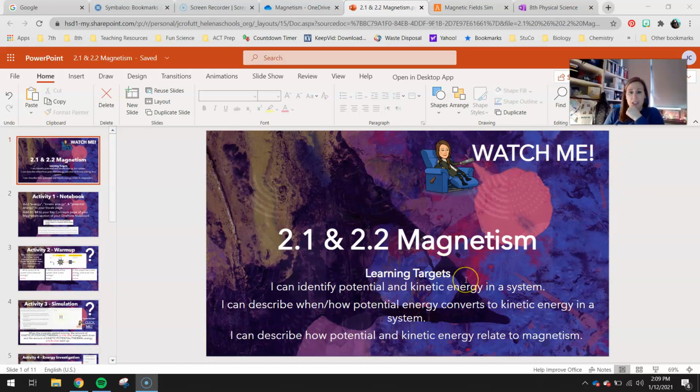Okay, your learning targets for today. I can identify potential and kinetic energy in a system. And I can describe when or how potential energy converts to kinetic energy in a system. So these are two throwbacks from our first Amplify Harnessing Human Energy unit. So we're going to be doing a little bit of review on those. And then finally, we're going to be relating it to what we're learning about right now with magnetism, which leads us to our third learning target. I can describe how potential and kinetic energy relate to magnetism.